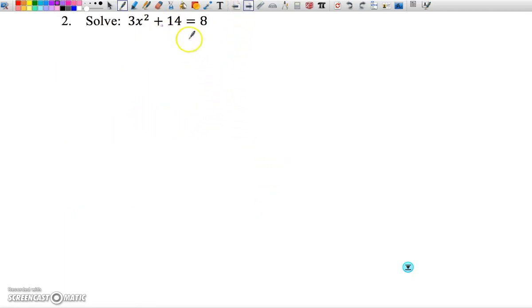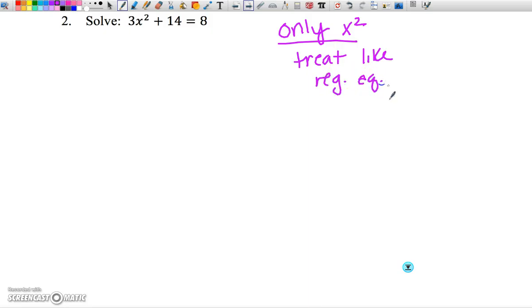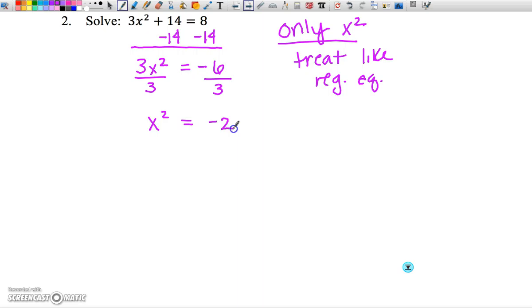In problem number 2, you'll notice that we only have an x squared. When you only have an x squared, you treat it like a regular equation. So you are going to subtract 14 to begin to isolate your 3x squared, and you get 3x squared equals negative 6. You divide by 3, and you get x squared equals negative 2.